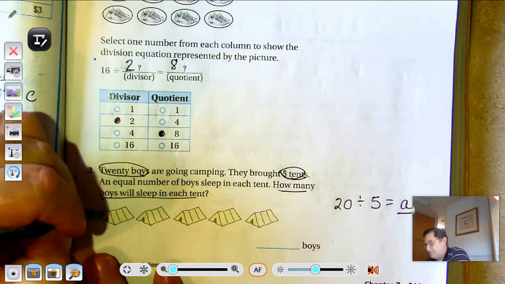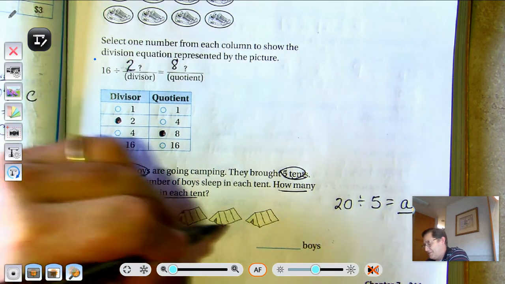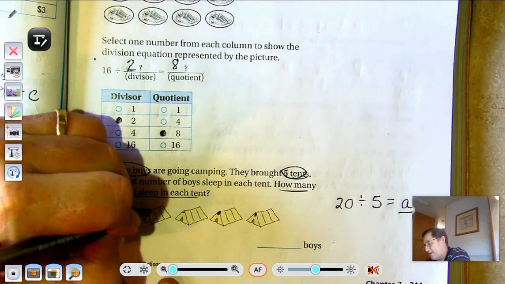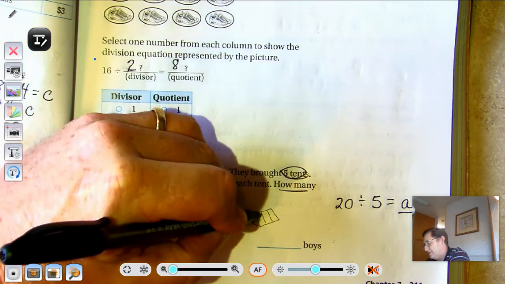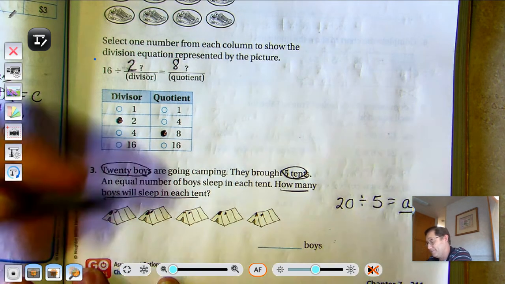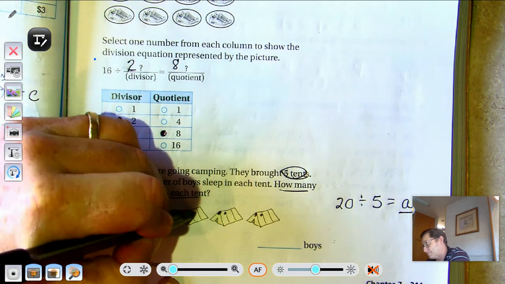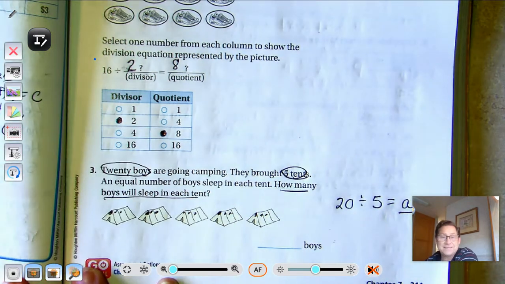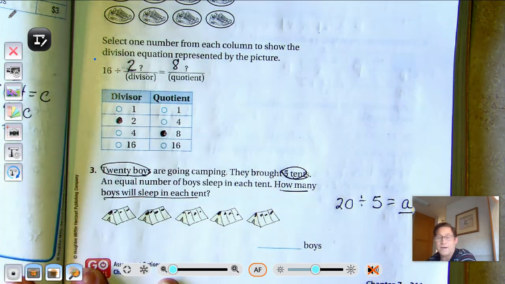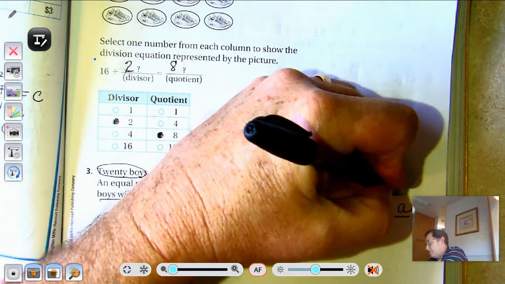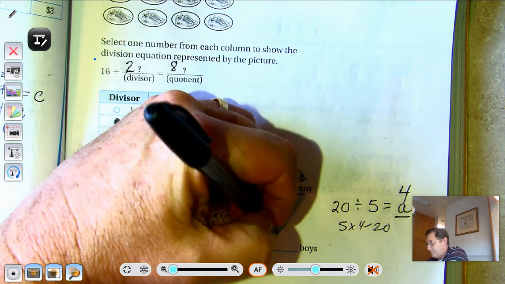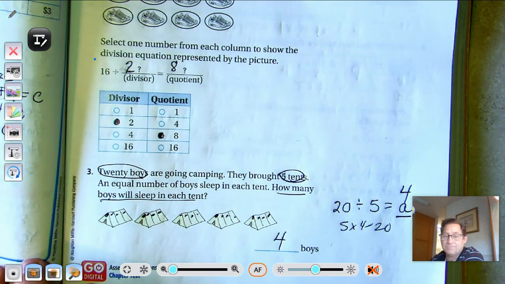Okay, well, let's put one counter in each tent. All right, so that's 5 of the boys. And I'm going to keep adding one boy to each tent until all 20 are in a tent. Okay, so we have 2 in each tent, so we have 10. 15, 20. Okay, so that makes sense because 5 times 4 equals 20. So there's 4 boys in every tent.